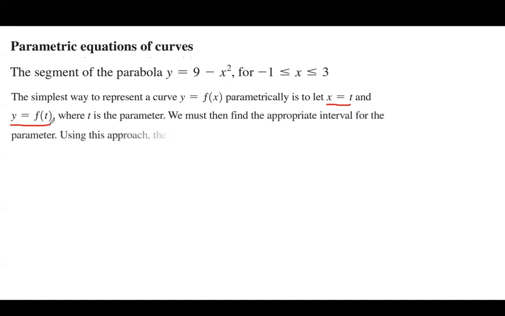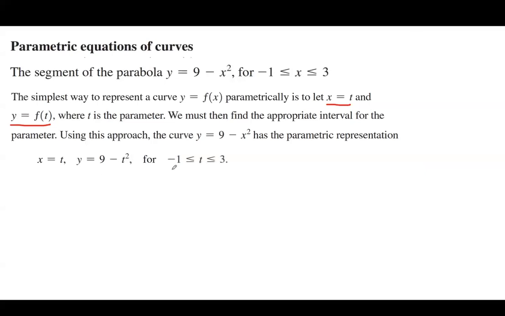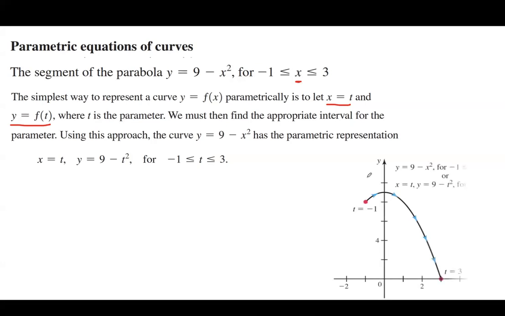Then we talk about the interval as well. Using this approach, if x is equal to the parameter t, your y becomes 9 - t squared, and t ranges between -1 and 3 because t and x are the same thing. You can graph this as well. When t is -1, you have the starting point, and when t is equal to 3, you have the end point, and this is the piece of curve represented parametrically.